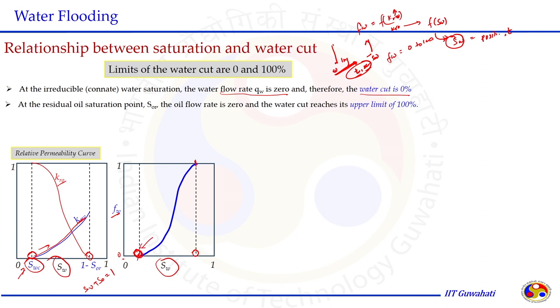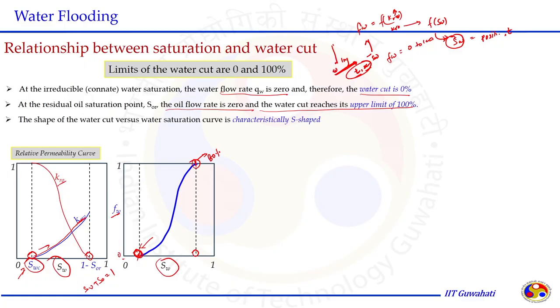This is the 0 water condition. Second, as the residual oil saturation SOR is reached, the oil flow rate is 0, and the water cut reaches its maximum limit. So at the residual oil saturation, oil is not moving, the only moving fluid is the water, and that's where the value of water cut will reach 100% because only the water is moving and only the water will be produced, that is this condition. And that happens suddenly when the reservoir well is producing, suddenly the water cut reaches a very high value, let's say 80%, 90%, because the front has moved from the injection well towards the production well, and this is the condition when the front reaches the production well, suddenly most of the water is getting produced.